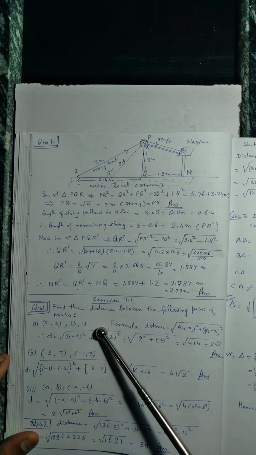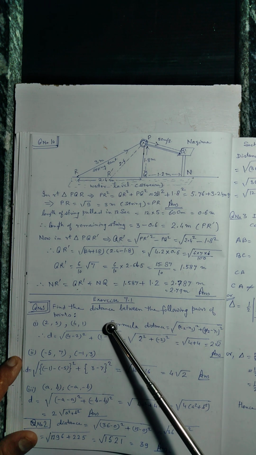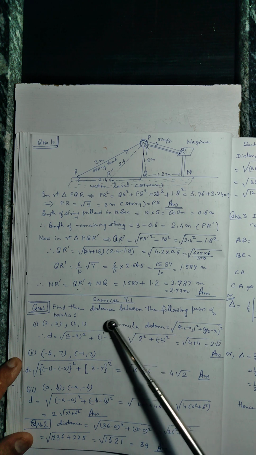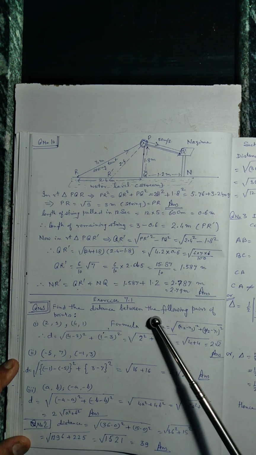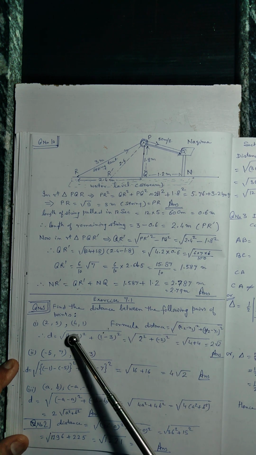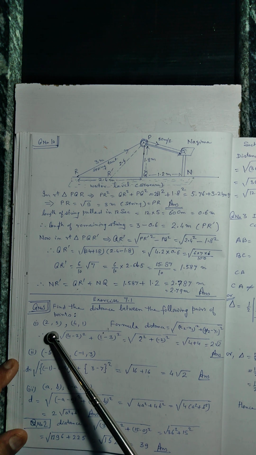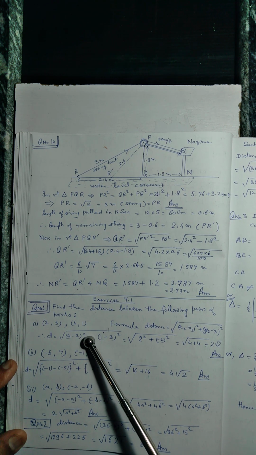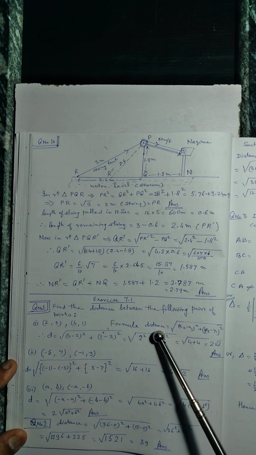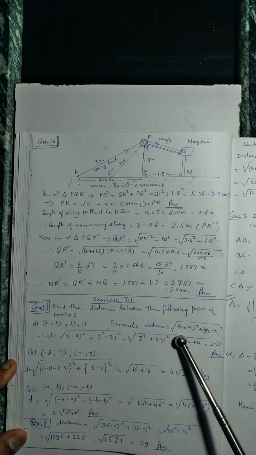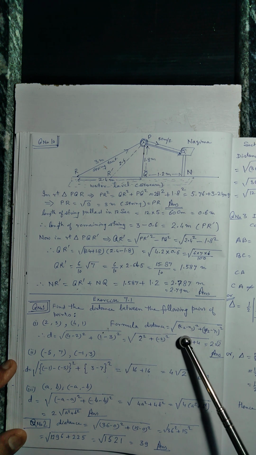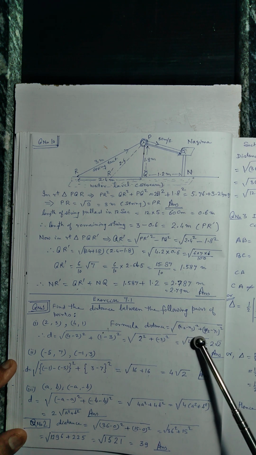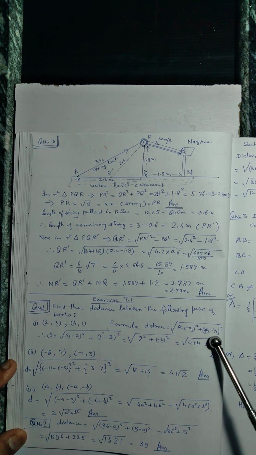Let us start CBSE Mathematics Class 10th, Exercise 7.1. Find the distance between the following pairs of points. The first pair of points is (2, 3) and (4, 1). The formula for distance is the root of (x2 minus x1) square plus (y2 minus y1) square.